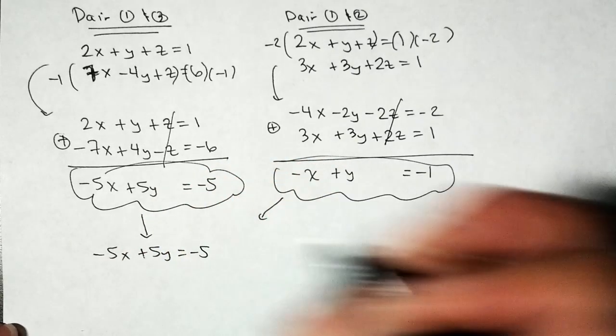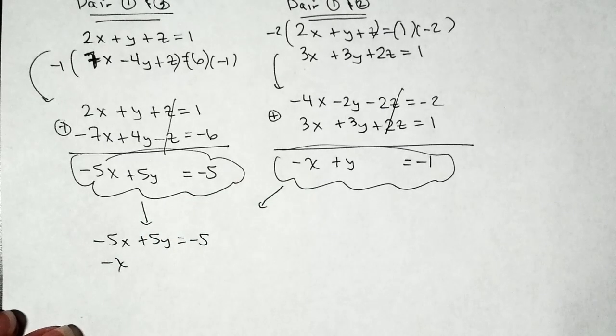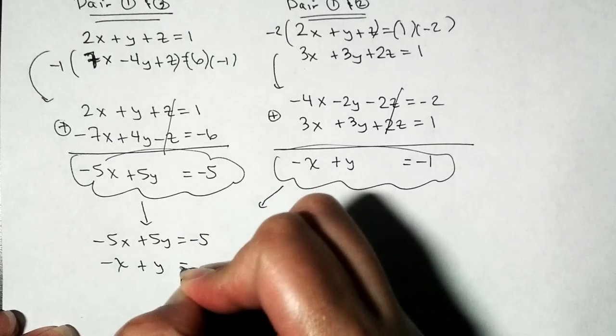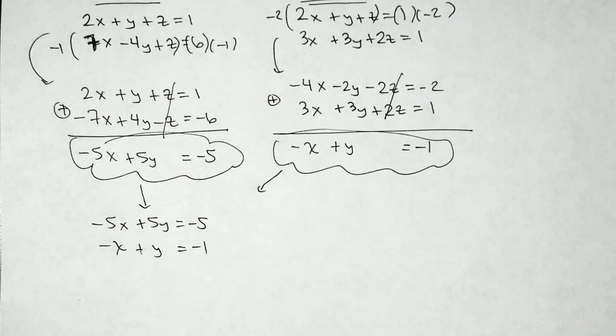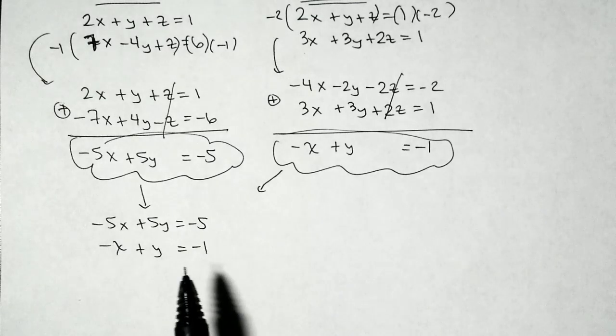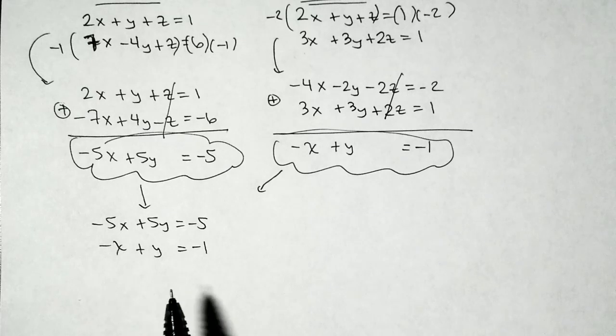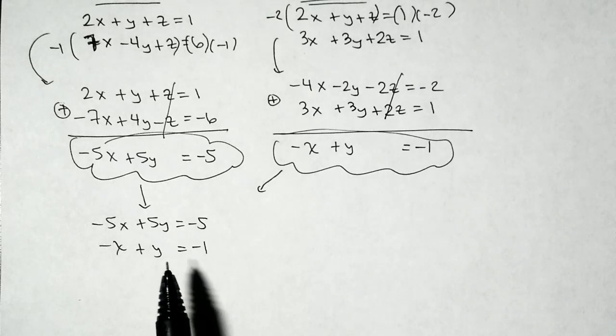Okay, so our new system is given by negative 5x plus 5y equals negative 5, and the second equation is negative x plus y equals negative 1. So now we're going to focus our energy on this freshly created system. This new system in 2 variables has the x and y variables, so we want to find x and y before we can even think about finding z. We're going to solve this by elimination because I feel like it.